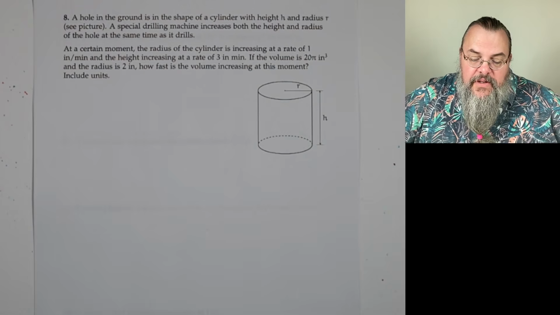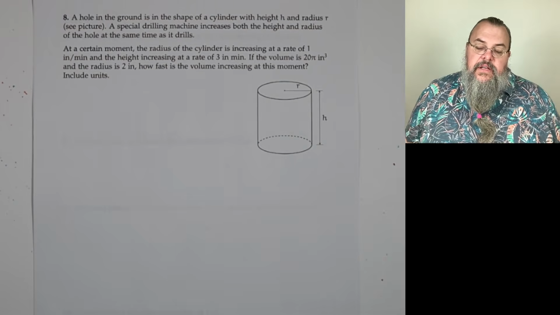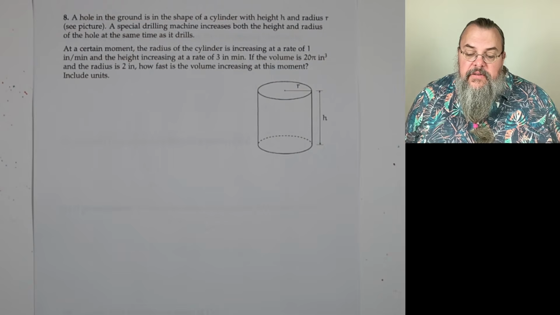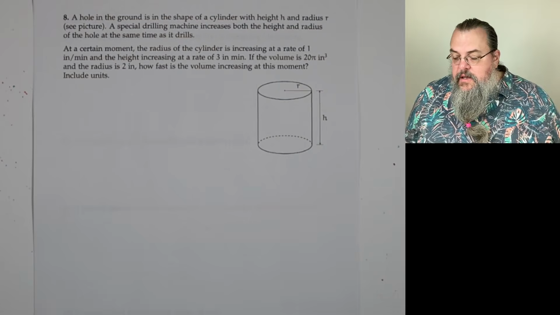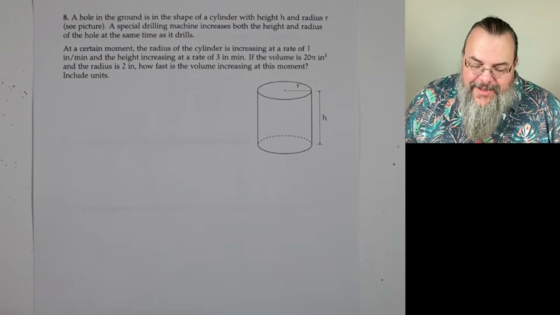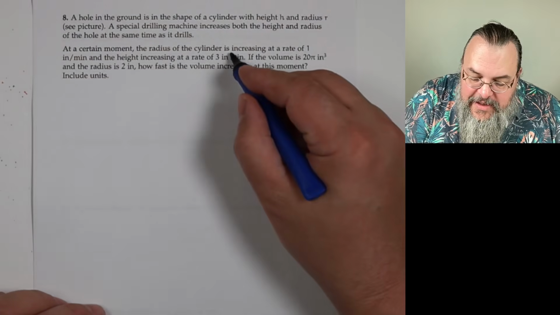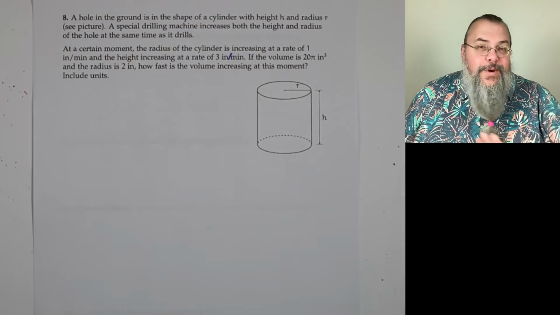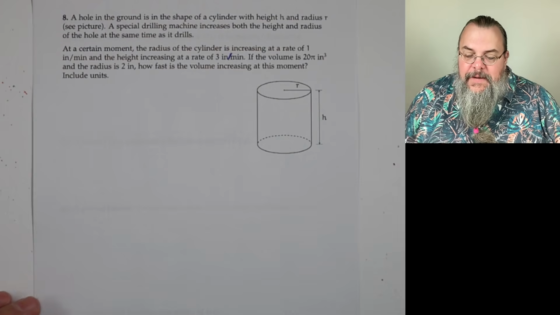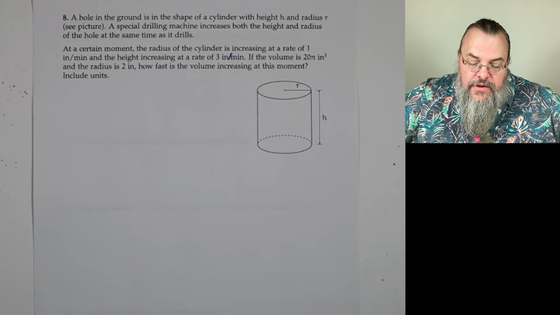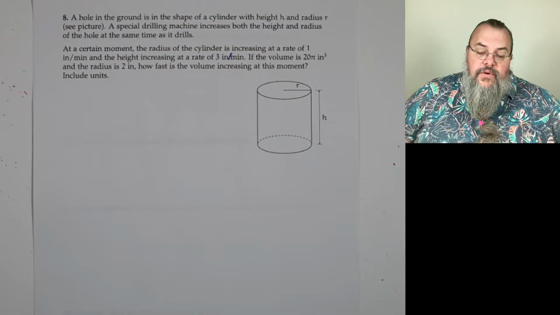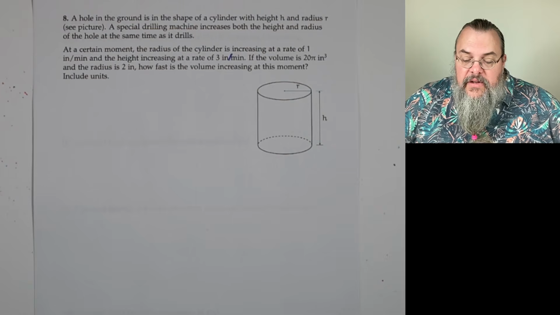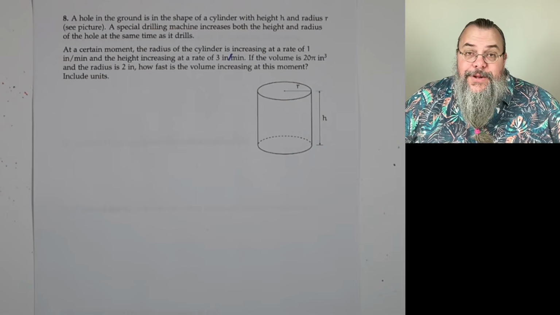At a certain moment, the radius of the cylinder is increasing at a rate of 1 inch per minute and the height is increasing at a rate of 3 inches per minute. You know what? I think they forgot that there's supposed to be a slash there. 3 inches per minute. There we go. We won't tell them. We're amongst friends. If the volume is 20 pi inches cubed and the radius is 2 inches, how fast is the volume increasing at this moment? Include units.